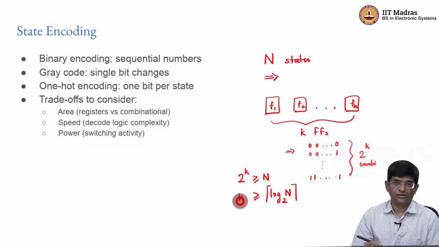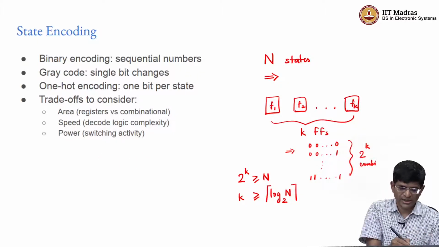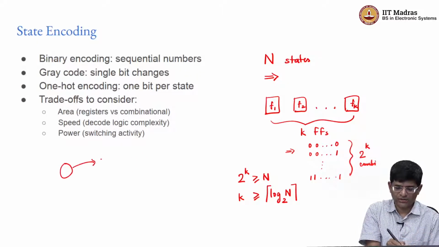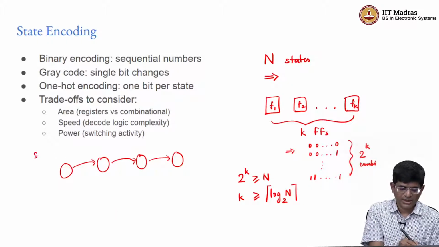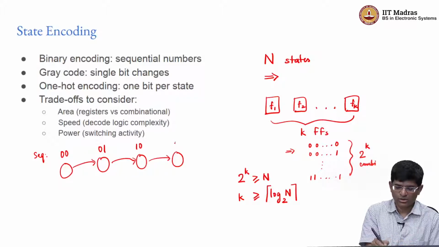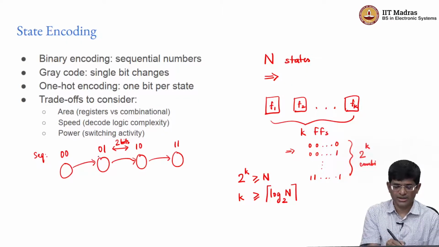Now, there is another way of encoding state machines where we look at transitions. What if I have a sequence of transitions where I have a chain of operations one after the other? Here the sequential operation would say 0, 0, 0, 1, 1, 0, 1, 1, and what you can see over here is 2 bits are changing. The 0, 1 is changing to 1, 0. Now, is that necessarily a bad thing?